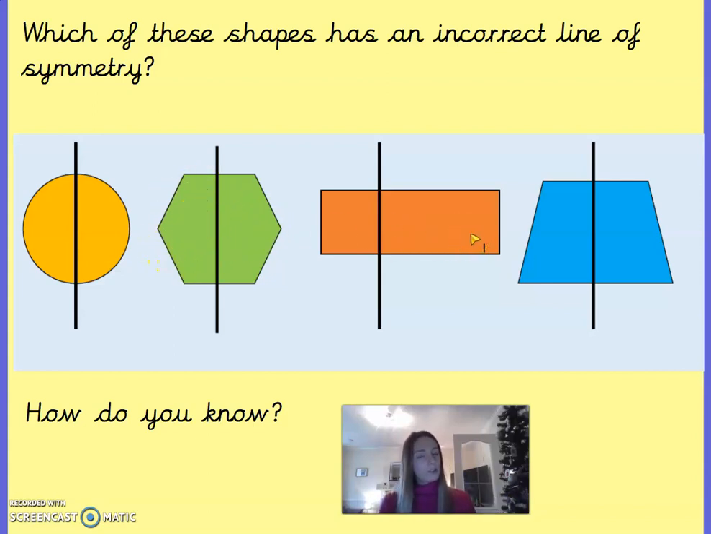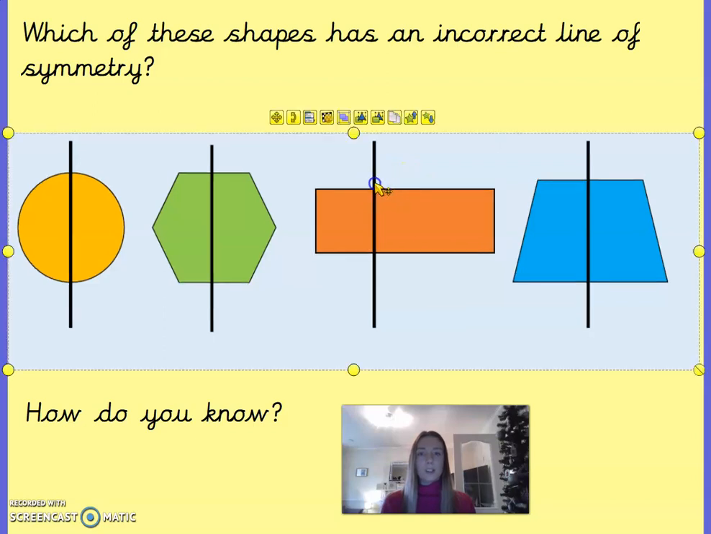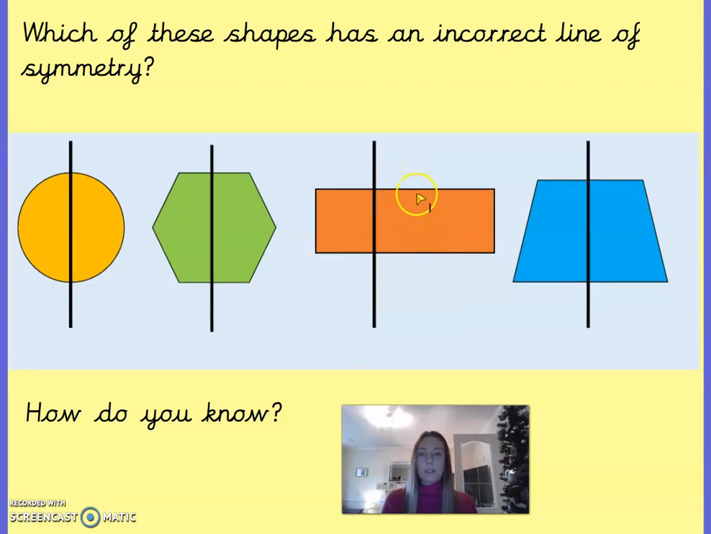What can we notice about the rectangle? Is the rectangle the same on both sides? I can see that this side is bigger, so it's not symmetrical. If we wanted to make it symmetrical, we would need to draw our line of symmetry down the middle of our shape. And we can see that this last shape here is exactly the same on both sides. It's symmetrical.